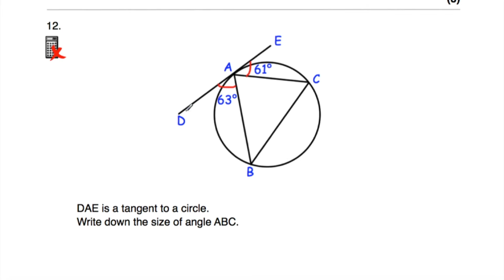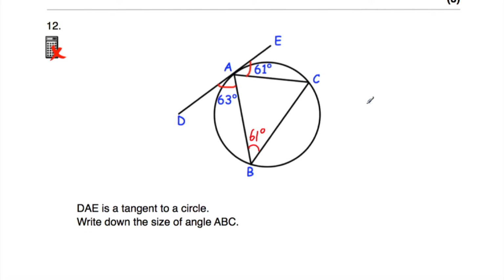So question number 12, we've got this tangent, DAE, that's a tangent to a circle, and we've been asked to write down the size of angle ABC, so we want to find the size of this angle here. We've got this tangent and this triangle, and the angle between that tangent and the triangle, this angle EAC, will be equal to the size of the opposite angle inside of the triangle. So if we go over to here, this angle is going to be 61 degrees.